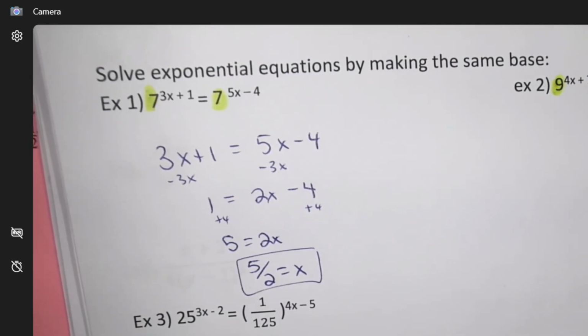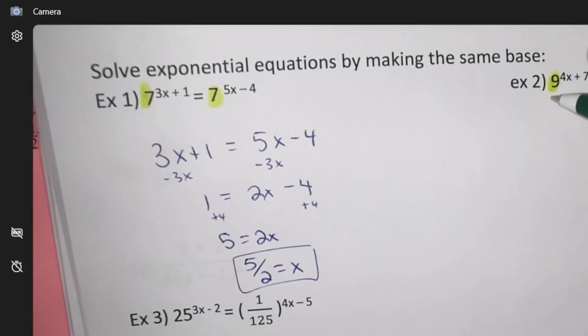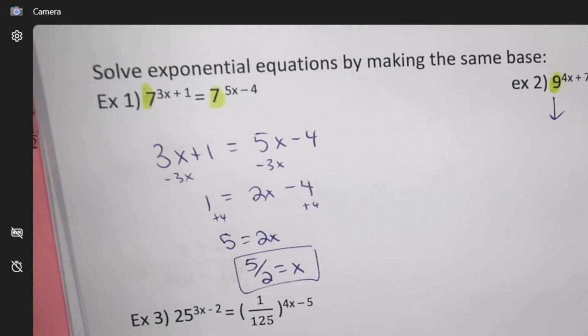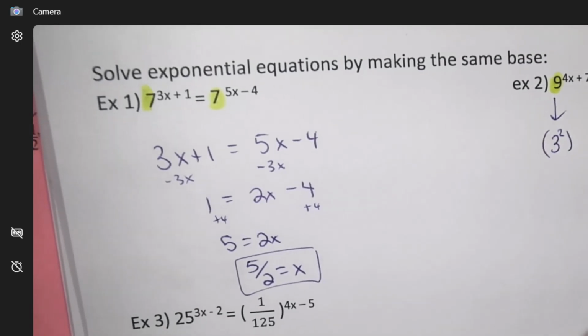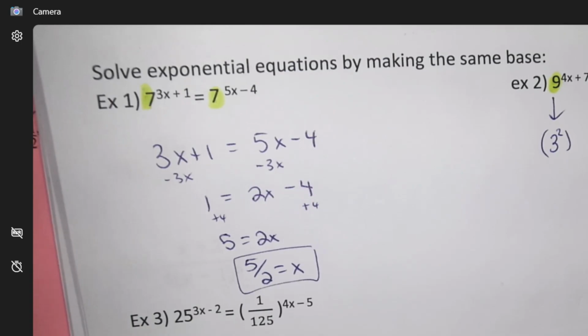Okay, number 2, those bases are not the same. Would it be possible to make a substitution for something and then we end up with something of the same base? Can anybody think of a common base? 3. So how could you change 9? What could you change 9 to? 3 squared. Is that legit?